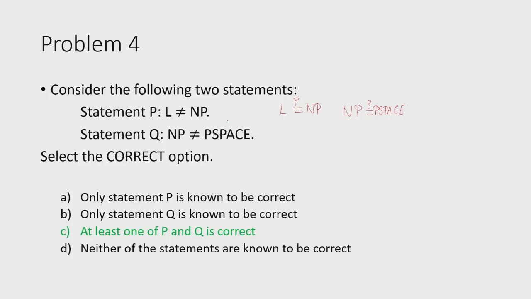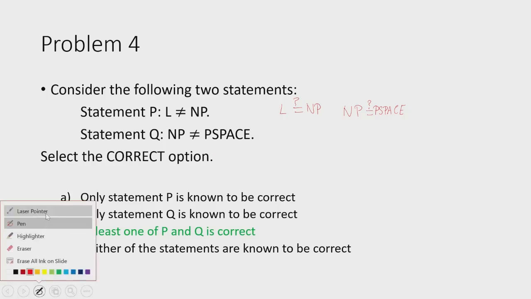Does this make sense? Okay, sir. Yeah, so you were right. If I had just given you P and asked you whether it is correct or not, you would say you don't know. If I just gave you Q, you would also say don't know, you would be right. But it's when you are given two together that you have a problem.